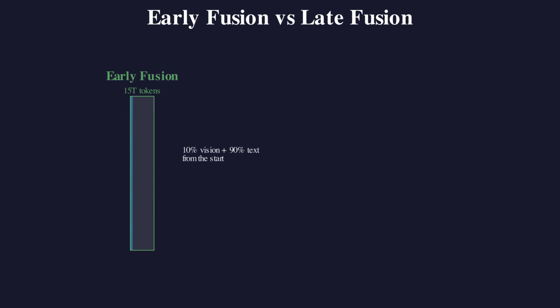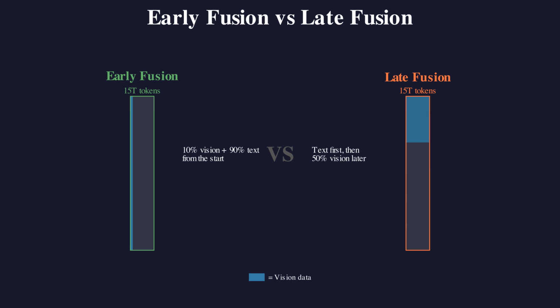This is where the paper gets genuinely counterintuitive, because this result broke what most researchers in the field assumed was true. The question is simple. When do you mix vision and text data during pre-training? The obvious answer, the one that everyone assumed was correct, is that you train mostly on text first to build a strong language foundation, and then ramp up the vision data later. More vision data later should mean better vision performance, right? Wrong. They tested both approaches directly.